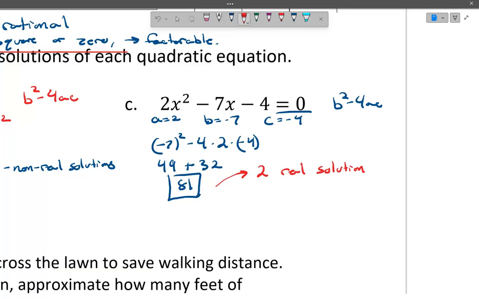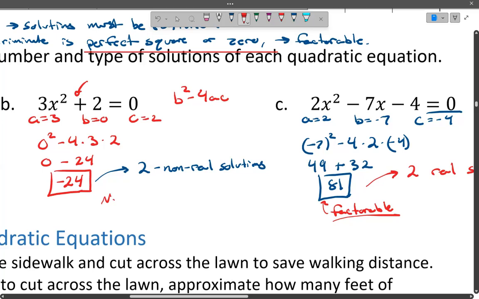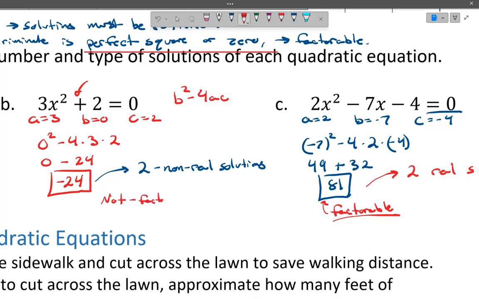It also means that this is factorable because this is a perfect square. The square root of 81 is 9. So because it's a perfect square, we know that this polynomial is factorable. The previous polynomial is not factorable because we have two non-real solutions. Anytime we have a negative discriminant or the discriminant is not a perfect square, we have to use the quadratic formula in order to solve it if we need to solve it.